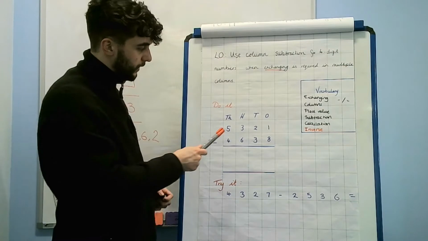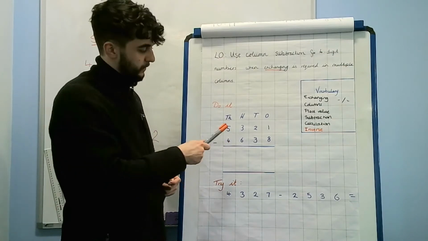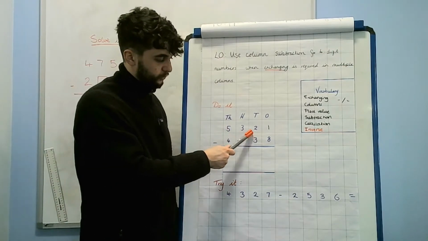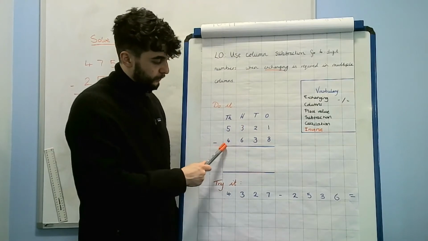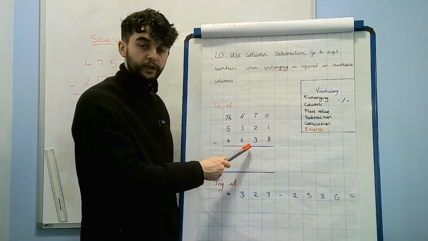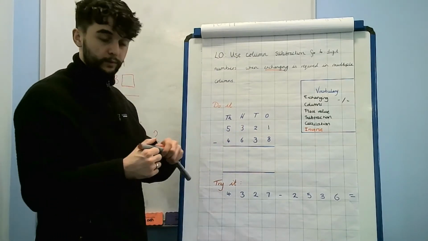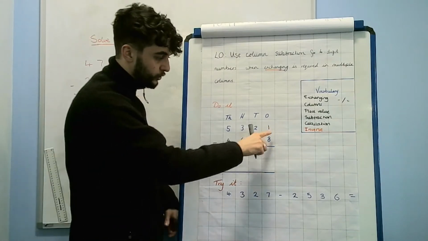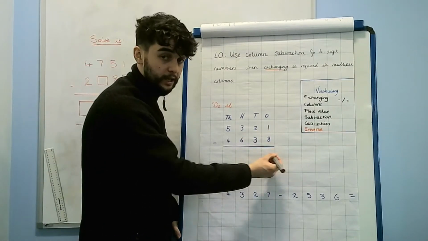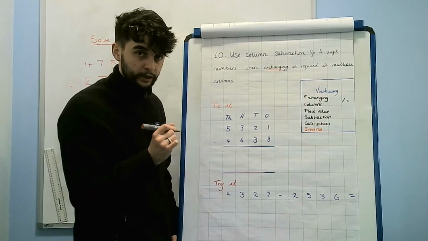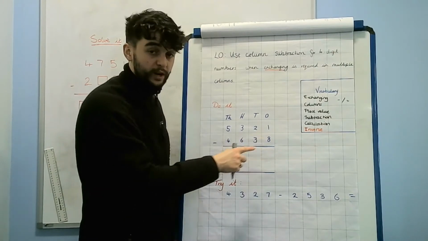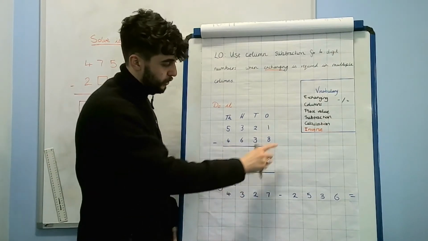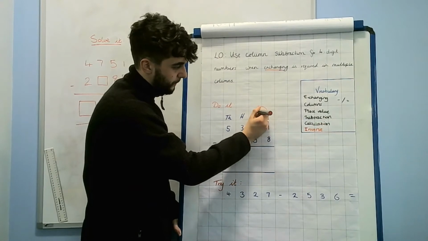So, question to begin with then says 5,321 subtract 4,638. Here is how you work it out. 1 subtract 8, 7. No, remember the commutative law. Can you subtract with a smaller number? No. Knock next door into the tens column.